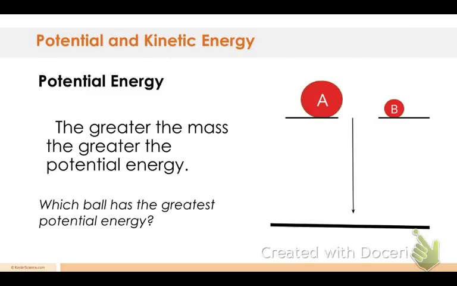All right, something else we need to know. The greater the mass, the greater the potential energy. So which ball has the greatest potential energy? Even though they are at the same height, A is bigger. So A has the greater mass and is going to have a greater potential energy.